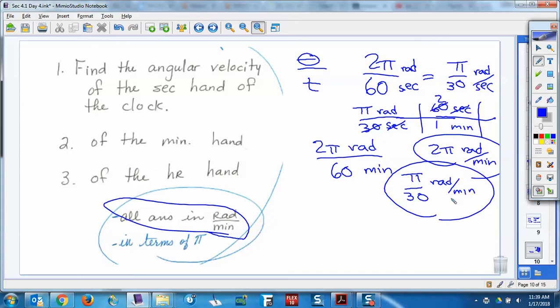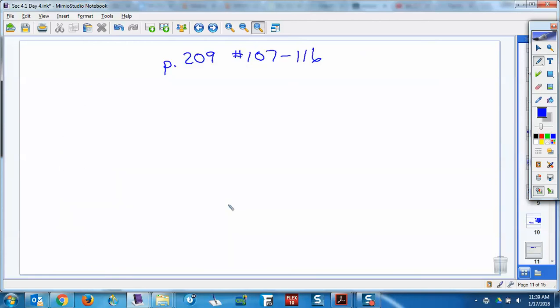All right, so look what we did. I said, remember, the minute hand goes 2 pi radians in 60 minutes, right? That's what it was. And then we can do the hour hand, but we need to move on.